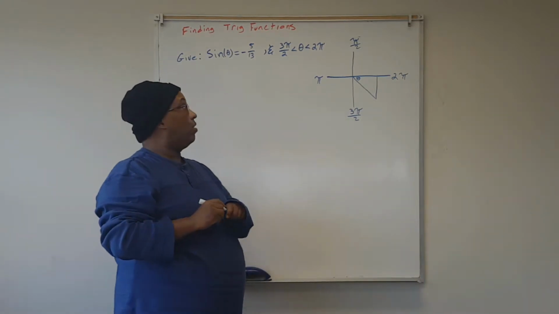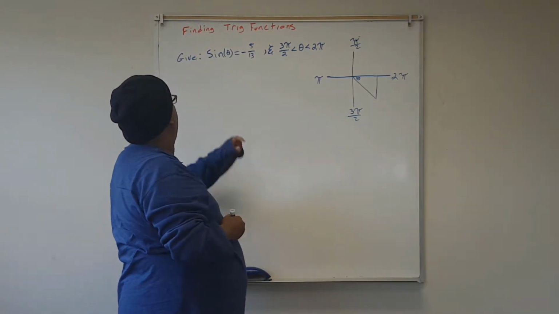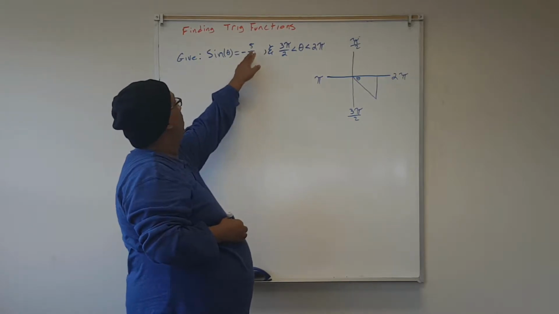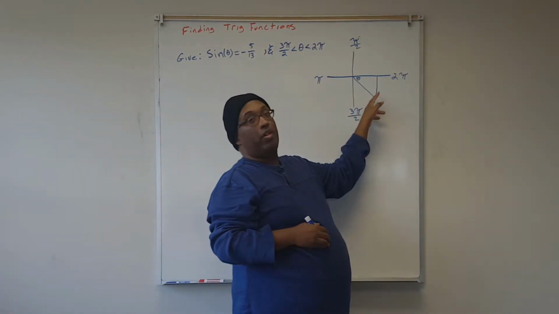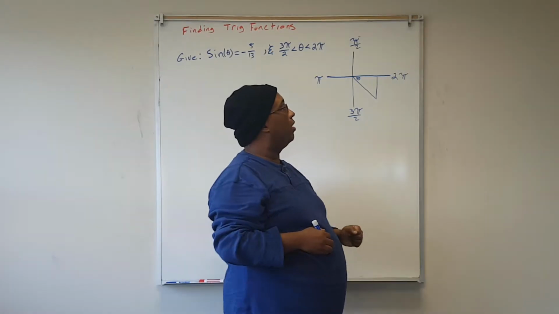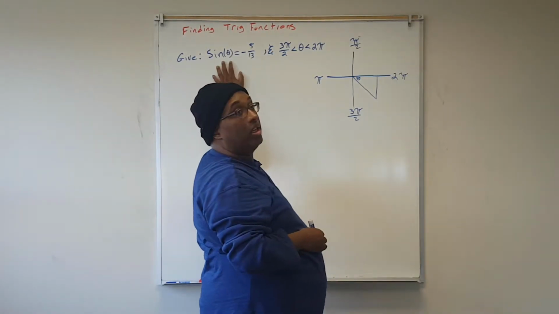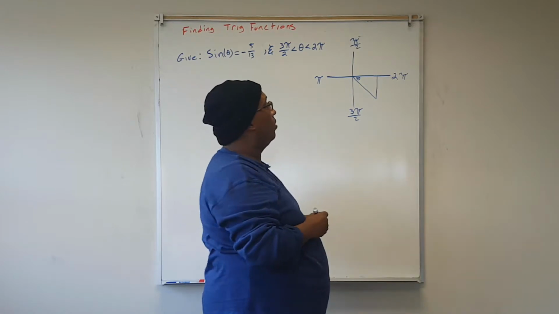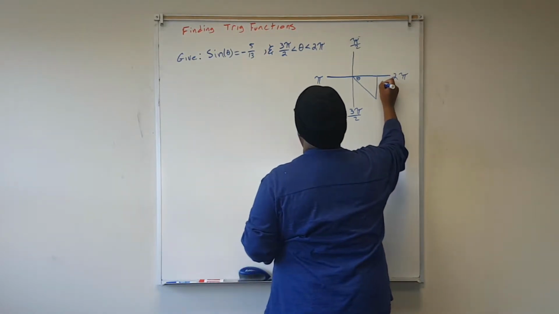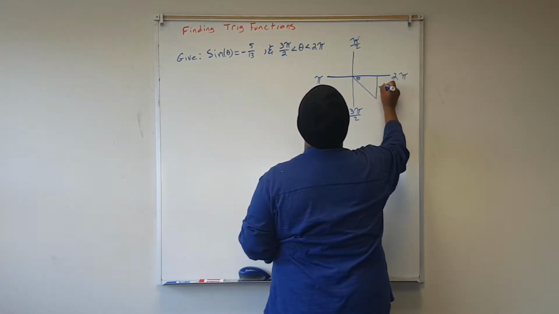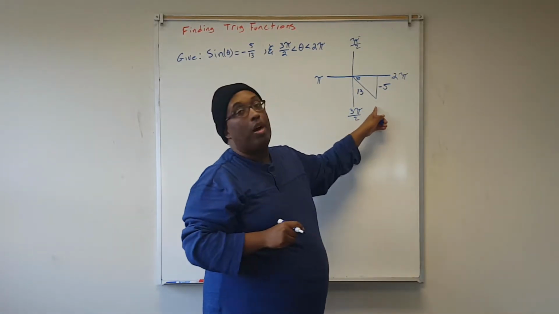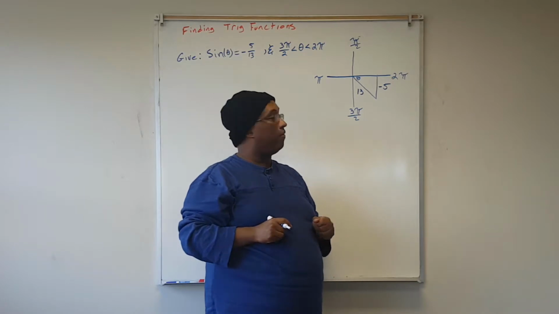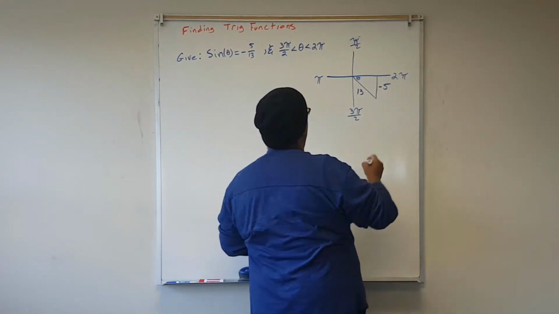Okay, so now sine theta equals negative 5 over 13. Sine is negative in quadrant 4, so we're good there. Sine is opposite over hypotenuse, so that means we have here negative 5 and here 13. Remember, hypotenuse is always positive, and it looks like we're looking for b.